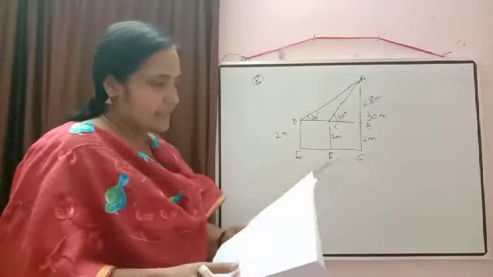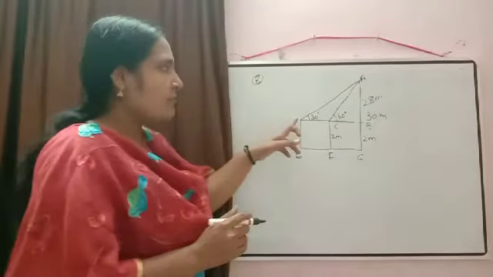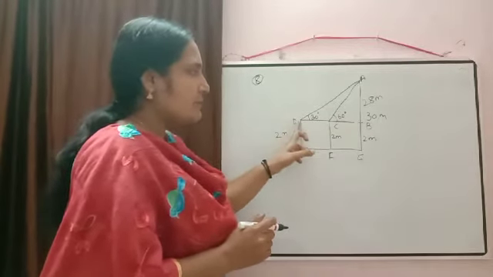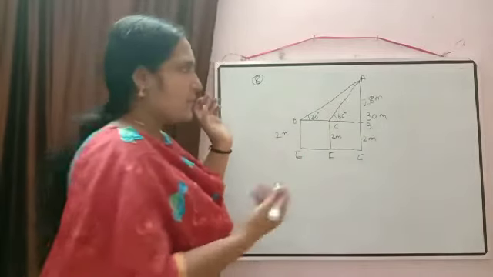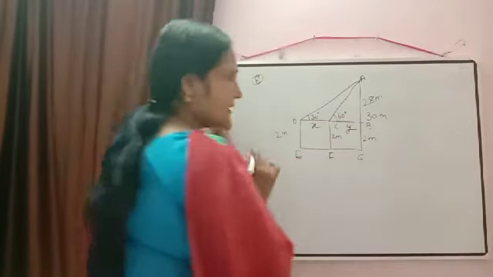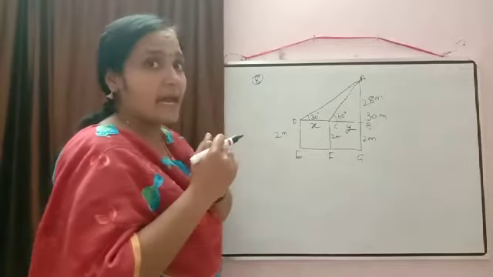We have to find the distance the boy walked towards the building. So first the boy was here. So the total distance he walked towards the building will be DC plus CB. That we have to calculate. So for our convenience I am taking DC as x and CB as y. So now, just to check, here we have two triangles.